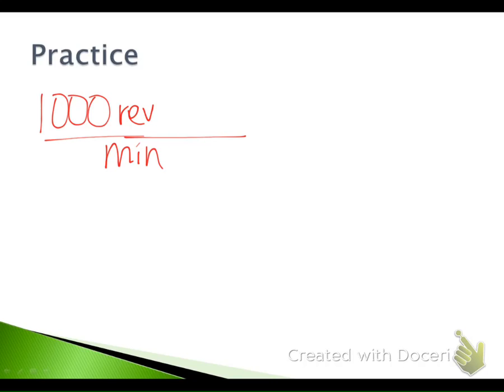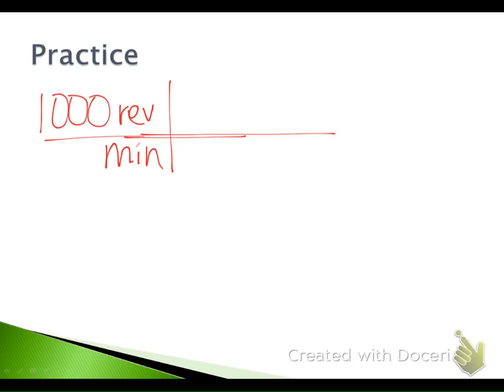So this is if I'm given a velocity in RPMs. Let's say that I start out moving 1,000 RPMs and I want to find out what that angular velocity is in radians per second. I'm going to start with 1,000 revolutions per minute. I'm going to need to change revolutions to radians. I'm going to need to change minutes to seconds.